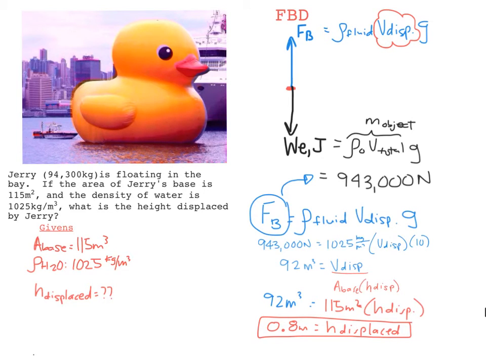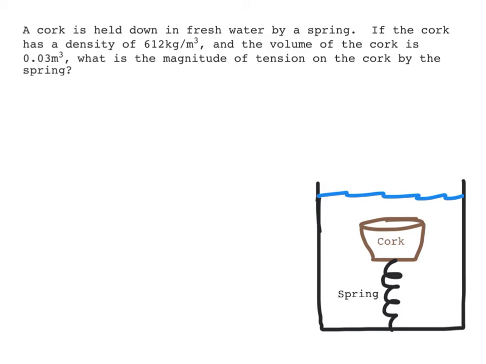So great job if you were able to follow along, and let's jump into another complex problem that you might see. Okay, so this one's a little bit different. We see that in the bottom right we have a picture, and the picture is going to be described here. A cork is held down in fresh water by a spring right there. If the cork has a density of 612 kilograms per meters cubed, and the volume of the cork is 0.03 meters cubed, what is the magnitude of tension on the cork by the spring?